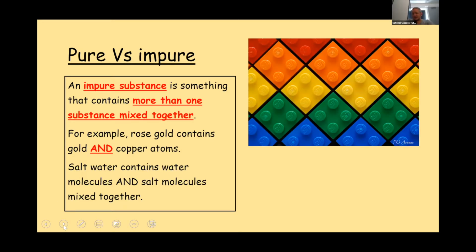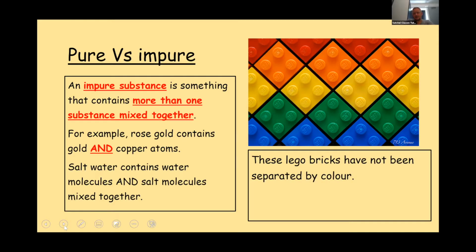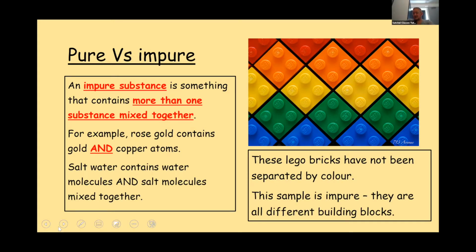This example again with the Lego, as you can see, they're all the same size, but this is an impure sample. They've not been separated by colour. There are multiple different colours mixed up in there. This is an impure sample because they're all different building blocks.